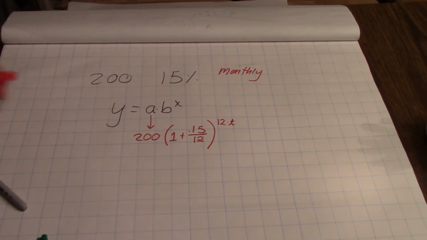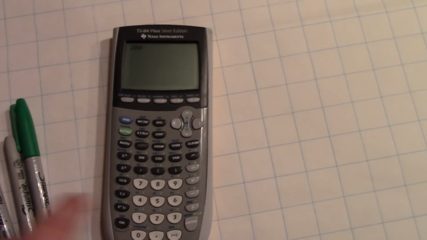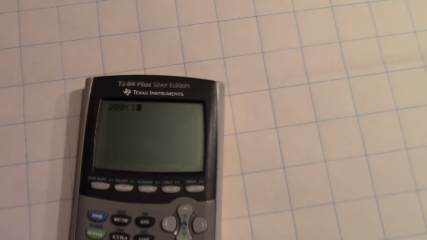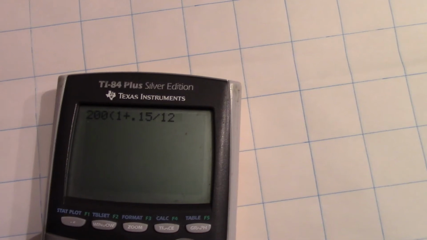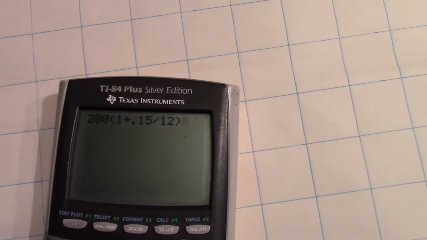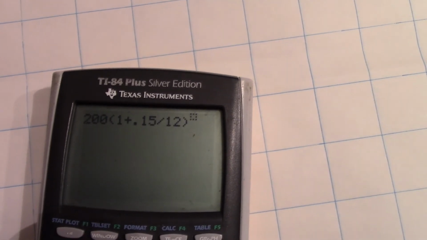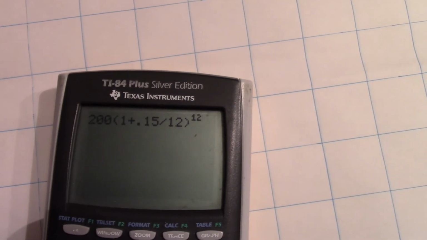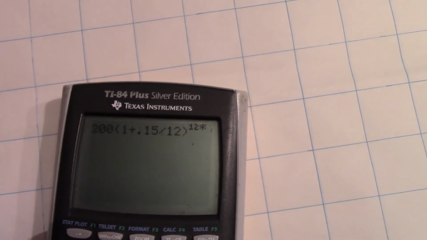And this is something you can type into your calculator. I would recommend, when in doubt, use lots of parentheses. So I'm going to say 200 times 1 plus 0.15 divided by 12. Make sure that's all in parentheses before you take it to a power. And then make sure this is all in your exponent. 12 times, how many years do you want to find out? 5. 5 years? We've been doing that a lot lately.